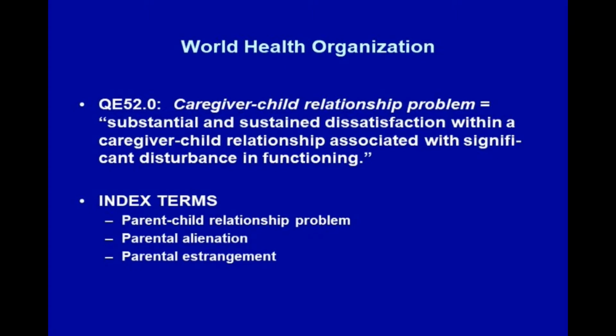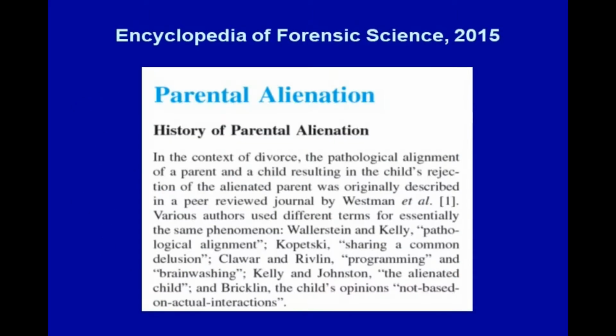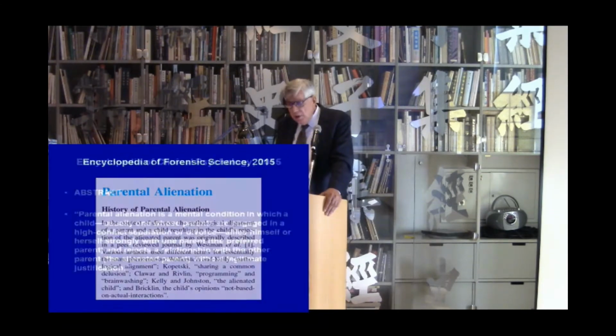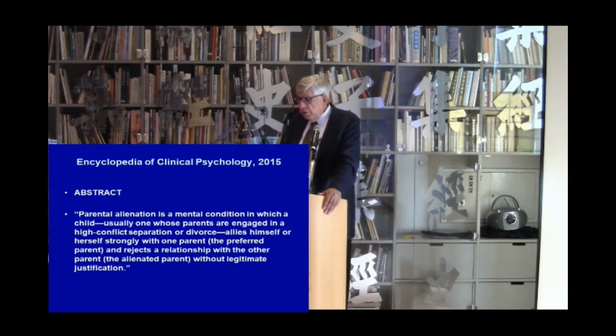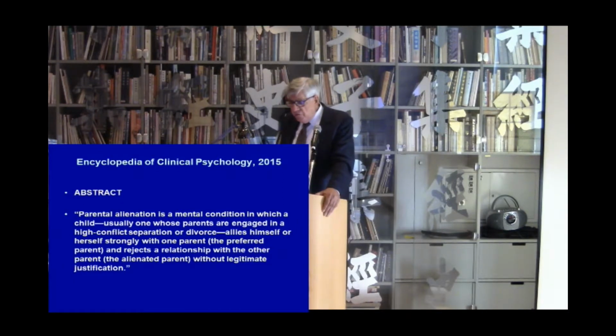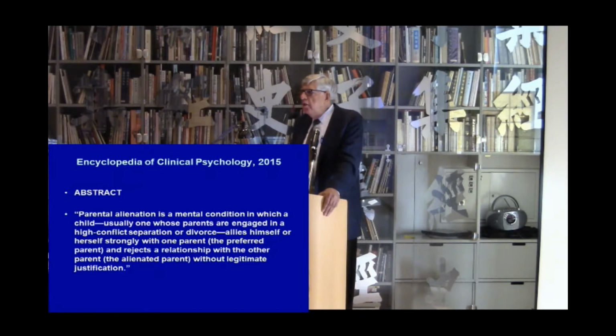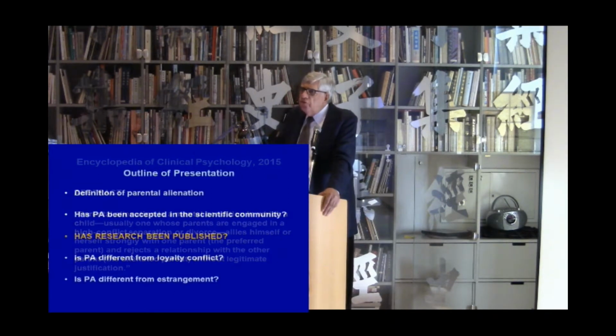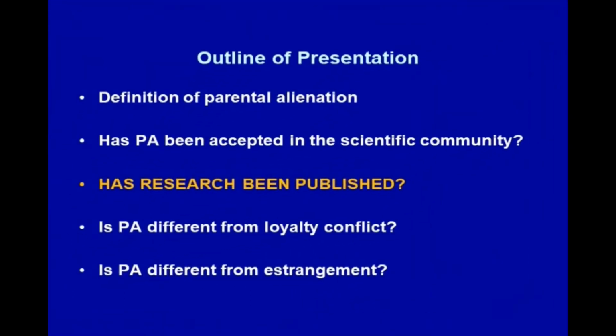Here's just a couple more things. Here's an encyclopedia that talks about parental alienation, a big encyclopedia of forensic science. Here's another encyclopedia, which incidentally is the Encyclopedia of Clinical Psychology, and it gives this definition. So look at this definition real quick. Alienation: mental condition in a child, usually one whose parents are engaged in high conflict separation or divorce, who allies himself with one parent and rejects a relationship with the other parent. That's our definition, isn't it? You might think that the people who wrote this encyclopedia copied our definition. So in any case, I think I proved my point: there are people who say that alienation is not recognized, but it really is.